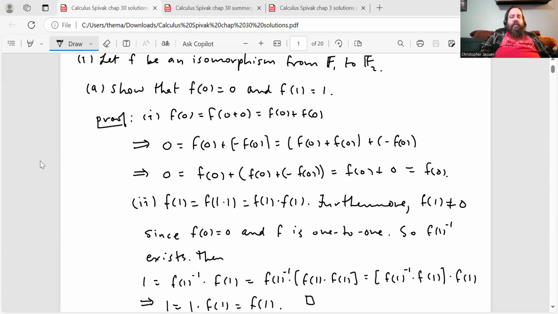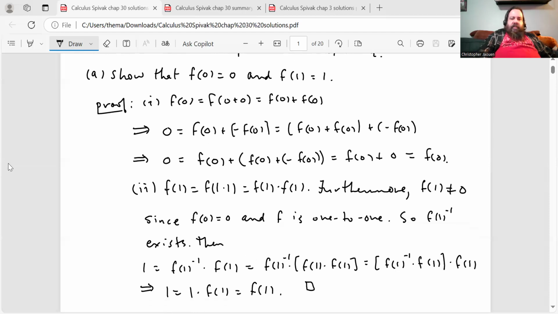And that implies that 0 equals f of 0 plus the negative of f of 0. That's a property of fields, right? Which is equal to f of 0 plus f of 0 plus minus f of 0. Oh, that's from up here. Sorry, adding minus f of 0 to both sides. Okay, which is equal to 0, which implies 0 equals f of 0 plus f of 0 plus minus f of 0 by associativity, which is equal to f of 0 plus 0, which is f of 0. Again, that's a property of fields. Okay, so 0 equals f of 0.